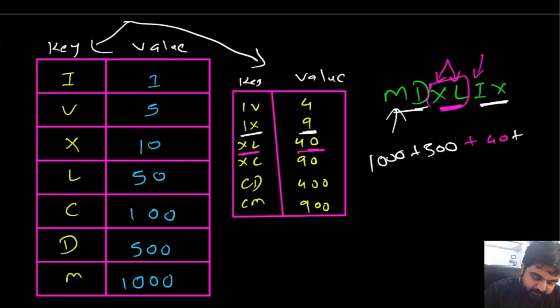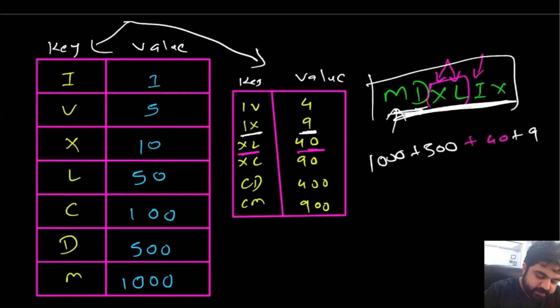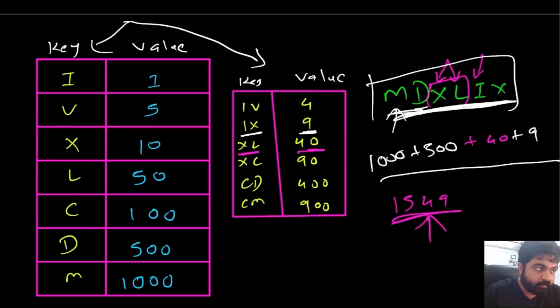So in this case we can directly take 9, and now we do not have any more values to iterate over inside our input. So we can just sum all of these values and return it as the answer. So in this case the answer is going to be 1549, and this is the whole logic behind our operations.